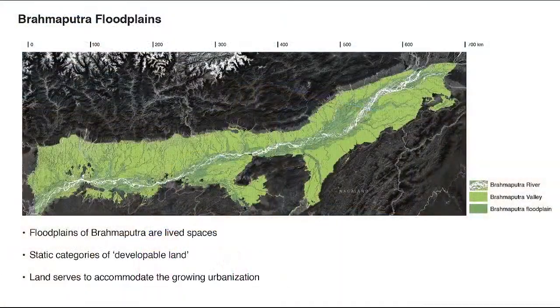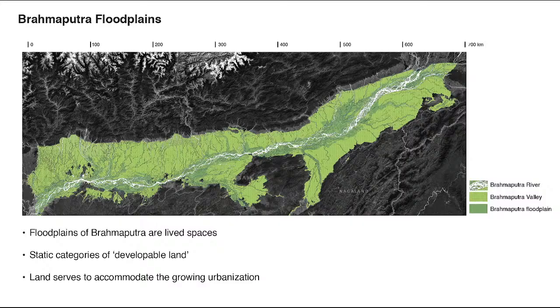Similarly, in the Brahmaputra floodplains, they are very much lived spaces. They are spaces that are woven into agrarian rhythms, spiritual geographies, and histories of communities. So what is happening now, in the last 10-15 years, much more we can observe, is that state-led land use planning and master plans are trying to translate these very complex relationships that we have with the river into static categories of developable lands.